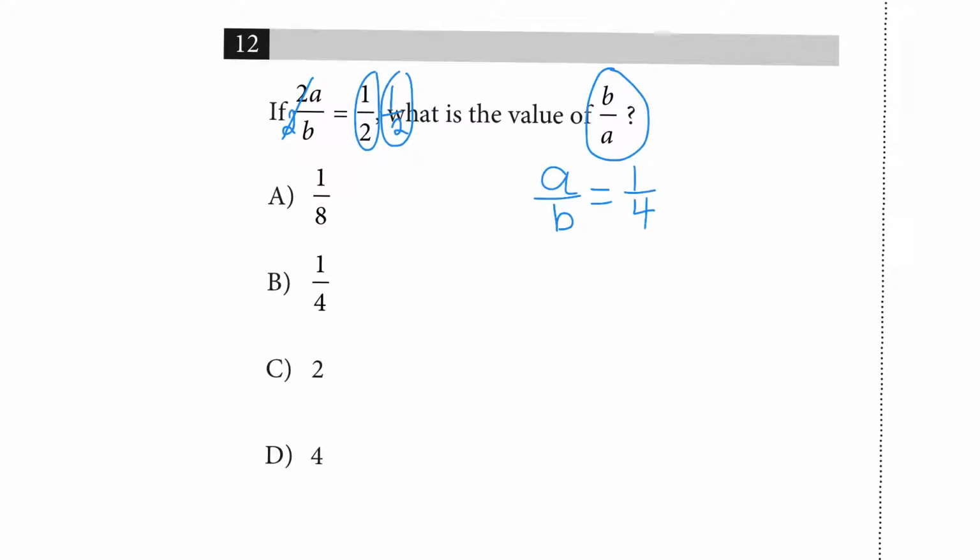Now the easiest way of solving for this, instead of doing cross product and all that, what I recommend is to use the law of reciprocals. Are you familiar with the law of reciprocals? If I take the reciprocal on the left hand side to get b over a, I have to take the reciprocal on the right hand side. So b over a is actually just 4. So the answer here would be D. So the answer is D for problem number 12.